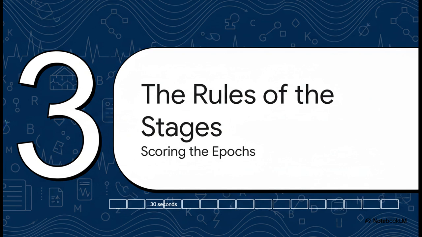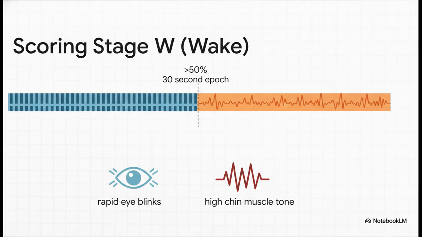Now that we know our letters, the brain waves, it's time to learn the rules for putting them together to form words. And in our world, the words are the different sleep stages. We do this in 30-second chunks of time, which are called epochs. Scoring wakefulness, or stage W, is usually pretty straightforward. The main rule couldn't be simpler. If more than half of that 30-second epoch is filled with that alpha rhythm we just talked about, you call it wake. You'll also see other clues, of course, like rapid eye blinks or high muscle tone.